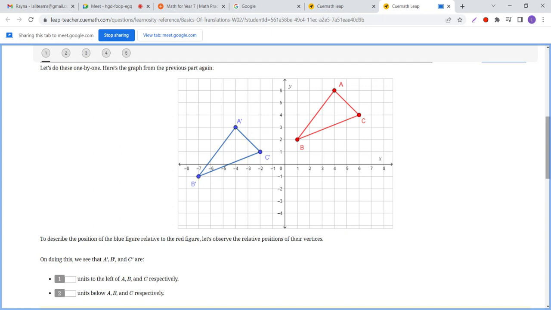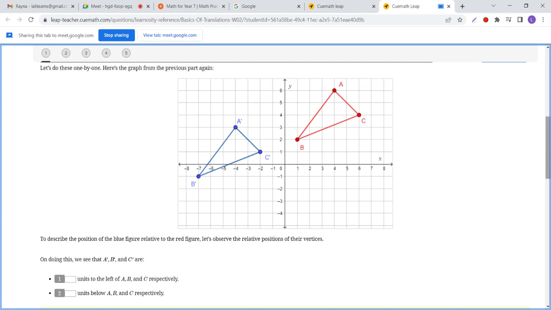A's coordinates are -4 and 3. Then B is -7 and -1. And C is 1.5, -1.5 and -1.5 and 0.5. That is so far correct.